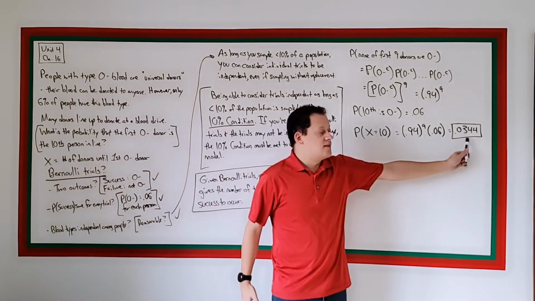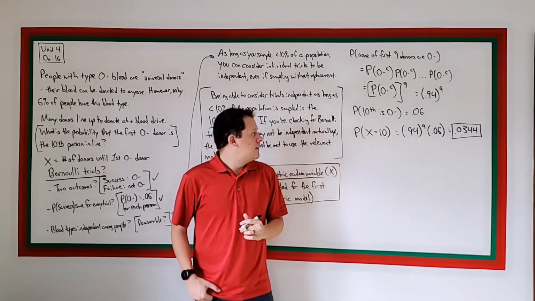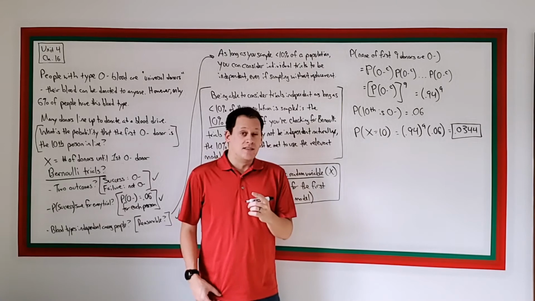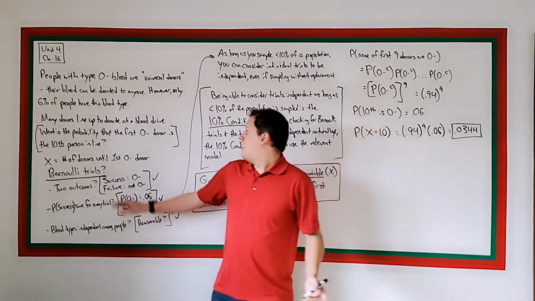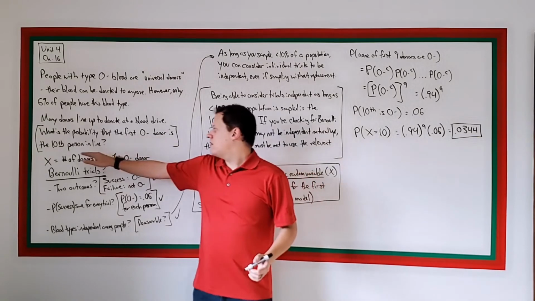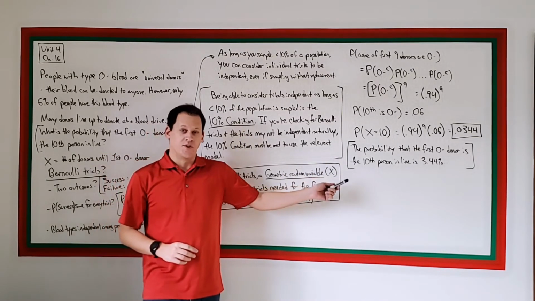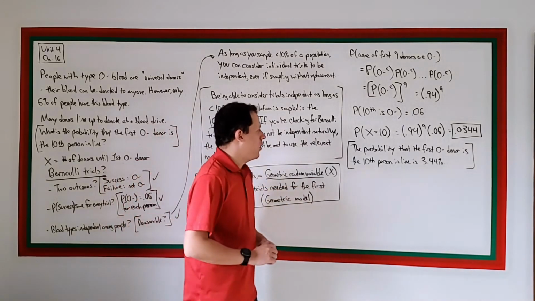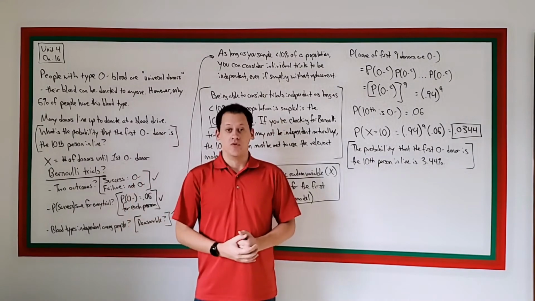So, again, let's get those interpretation skills fired up. How do we interpret this number here? What does it mean? It means there's a 3.44% chance that the first O negative donor is the 10th person in line. So here's our interpretation. The probability that the first O negative donor is the 10th person in line is 3.44%.